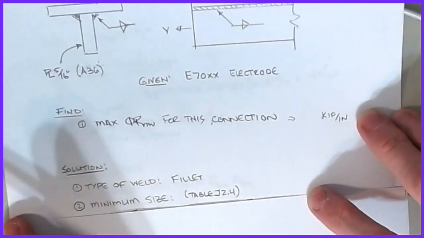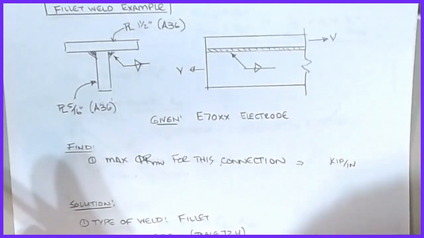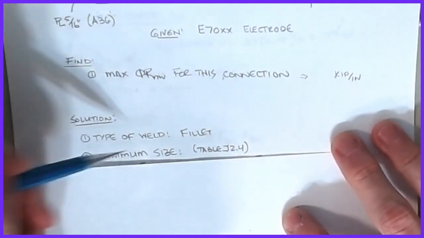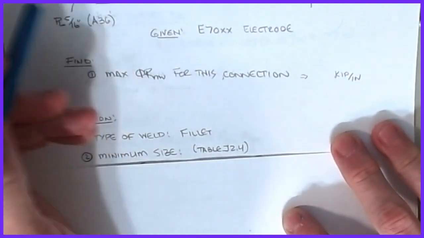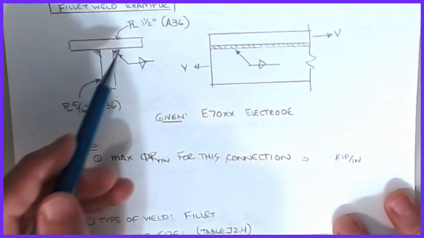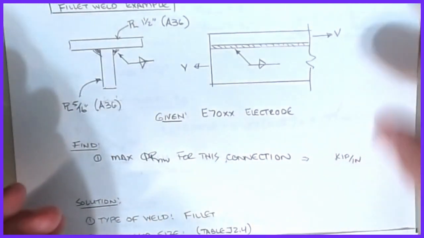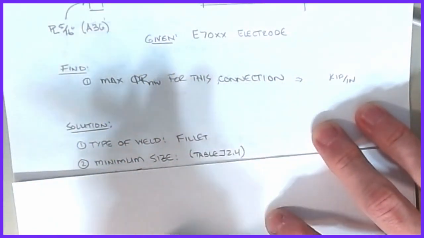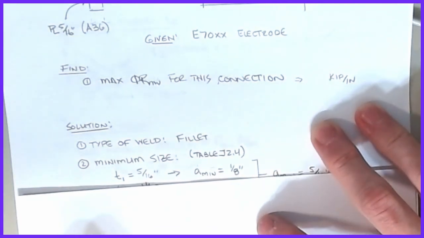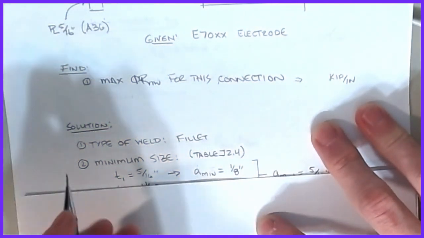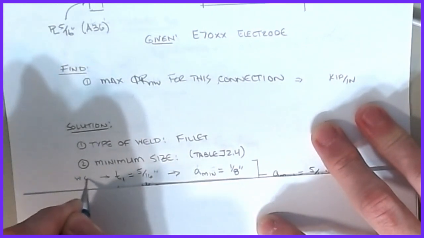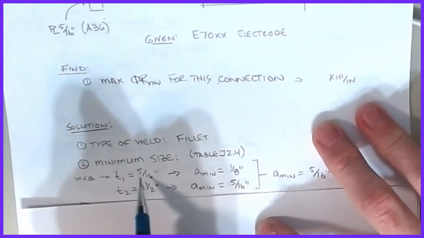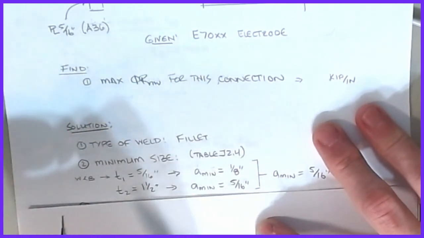The first thing we're going to do for this arrangement, remember that there are parameters that affect the minimum size and the maximum size depending on the thickness of the plates that we're looking at. So I have one plate that's 1.5 inches thick, and I have another plate that's 5/16 of an inch thick. The minimum size, we're going to pull that out of Table J2.4, and it basically says that if I call the 5/16 plate the web here, then for a 5/16 inch web plate, the minimum thickness is 1/8 of an inch.